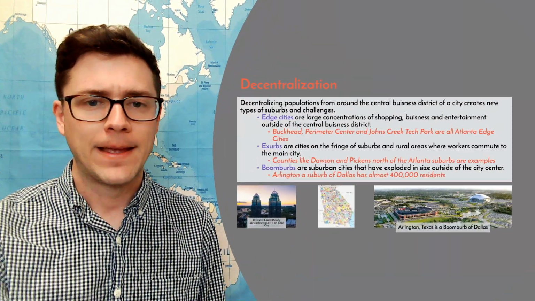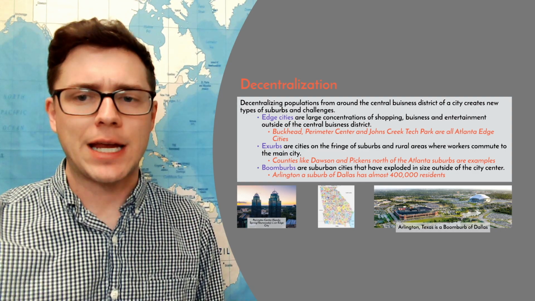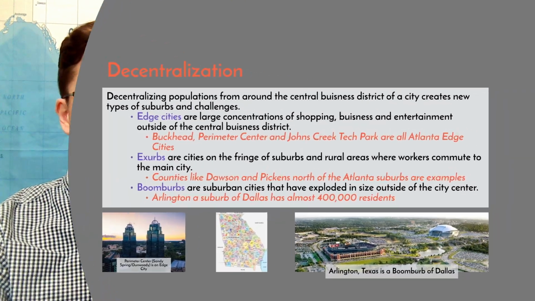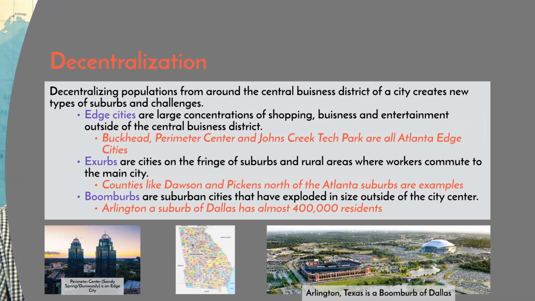And it's also led to a decentralization of space, where people in urban areas are less dense and the populations are moving out of the central business district of a city. That creates new types of suburbs and challenges that go with those. The first is something known as an edge city. These are large concentrations of shopping, business, and entertainment that exist outside of the central business district.